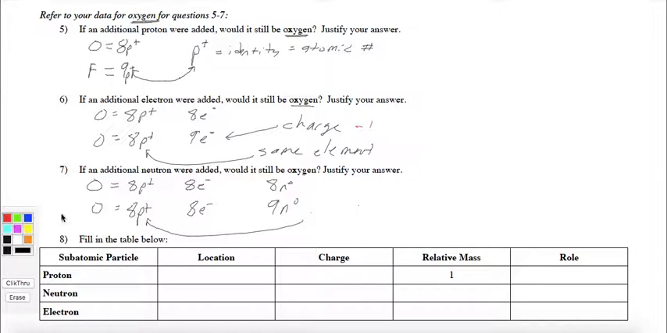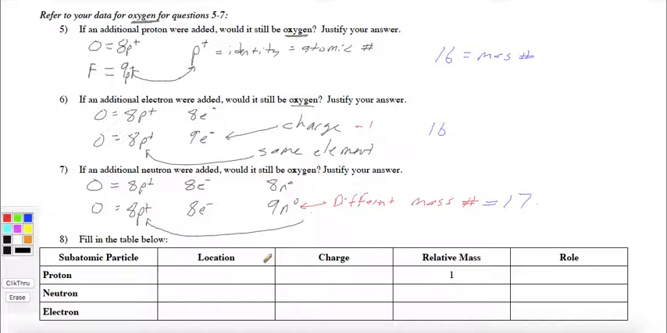The neutrons, though, indicate that we have a different mass number. So that's going to be the change here. Up above, all of these had mass numbers of 16, and this now has a mass number of 17. And so that's the change.